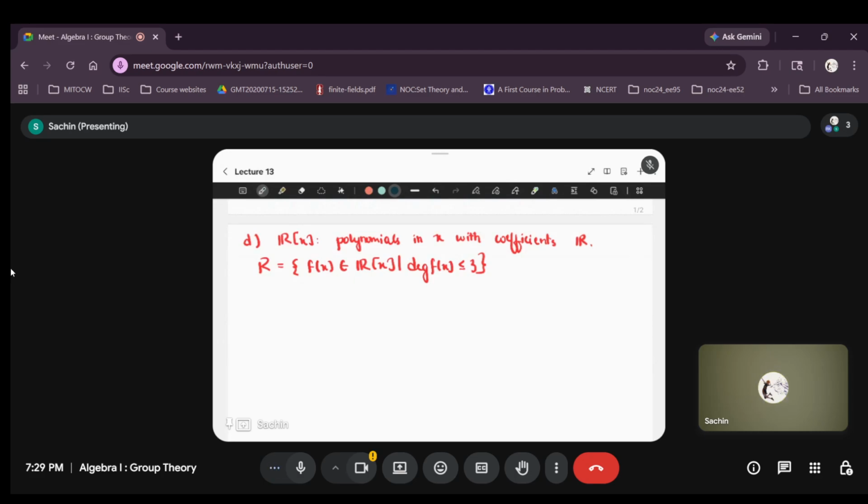Yes, multiplication is not closed because, again, for negative statements, you can give a counter example. X square belongs to R, but x square into x square is x power 4, whose degree is 4. That does not belong to R. So multiplication is not closed. This is not a ring.